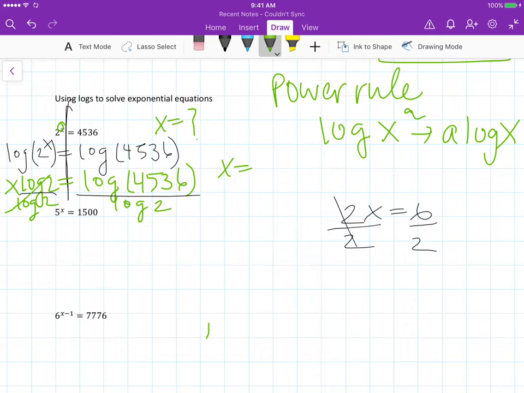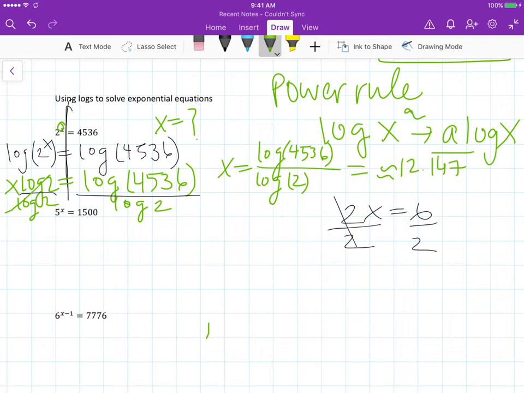That means x equals the log of 4,536 divided by the log of 2. Now I can go into my calculator and do that, and I can say what is the log of 4,536 divided by the log of 2, and I can get an approximation of about 12.147. So now I've solved for x. That means if I plugged this all the way back in as x in the original equation, I should get approximately 4,536. 2 to the 12.147 power gets me that.